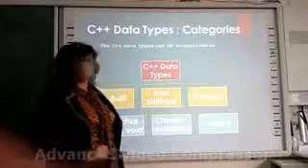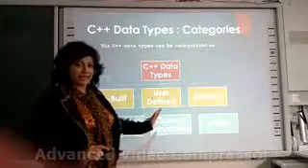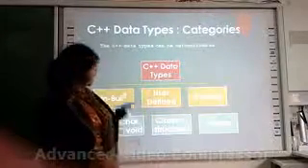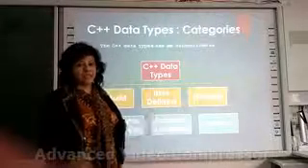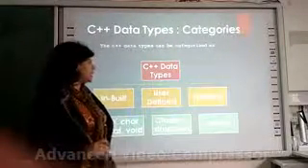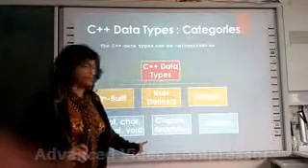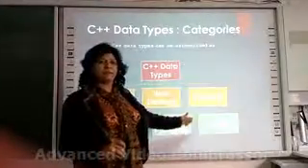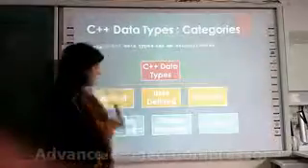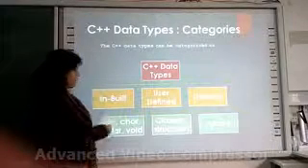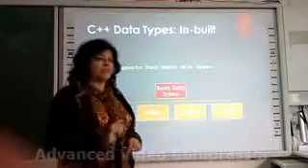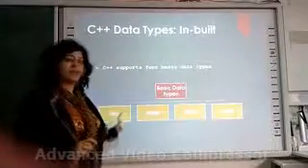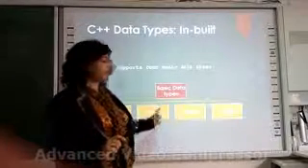C++ supports many data types. We can categorize them into inbuilt, user-defined and derived data types. In class 12, we will be covering user-defined data types. Later on in class 11, we will cover arrays. But now we are going to cover only the inbuilt data types. C++ supports 4 basic data types. These are int, char, float and void.